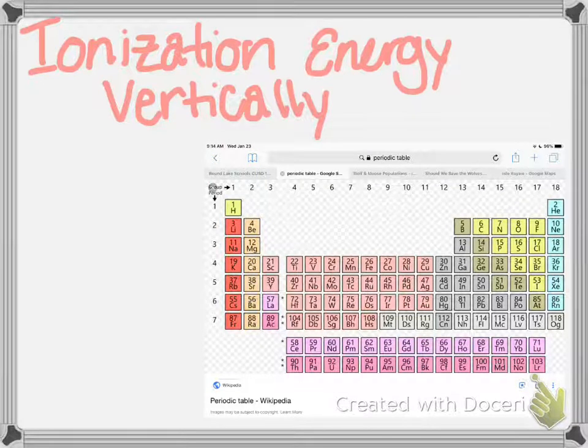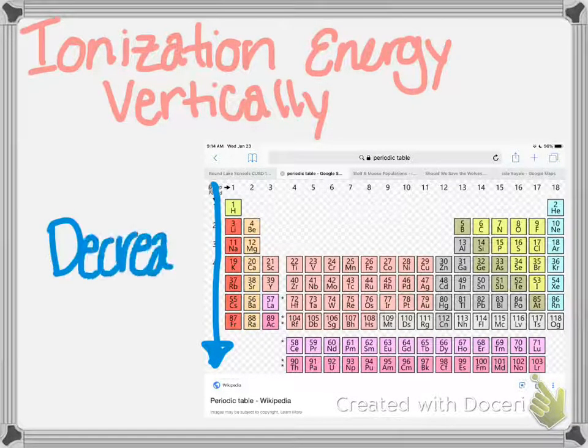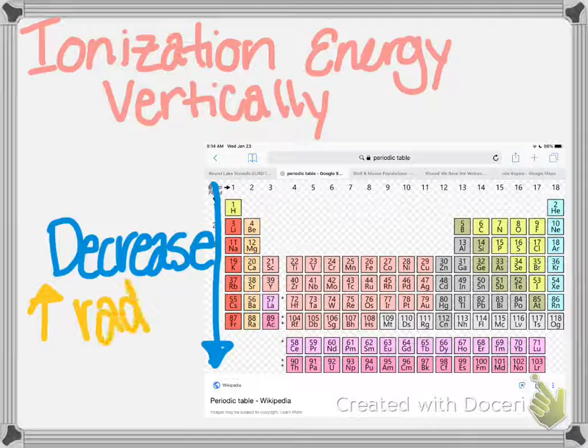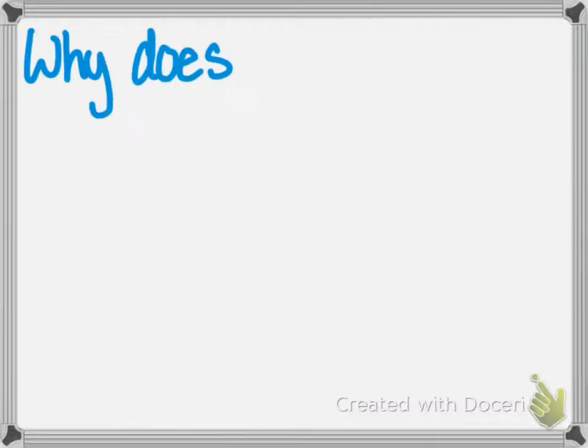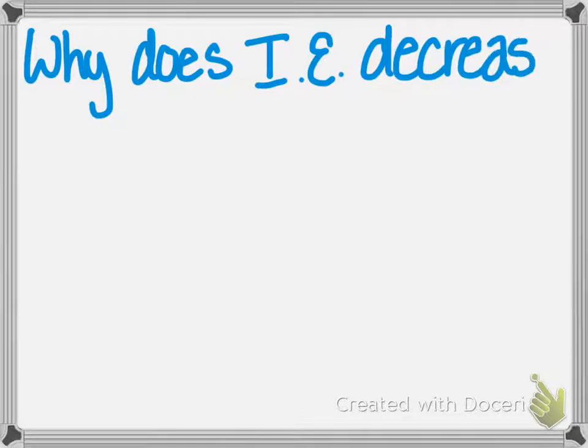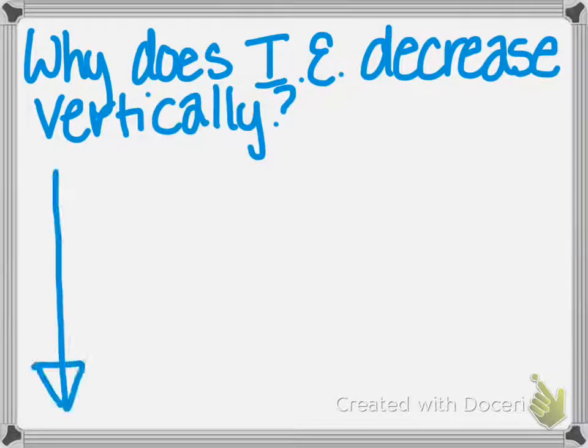What is it doing as you go down the periodic table? It is decreasing, okay? And we should see the pattern that if our radius went up, okay, that means our attraction went down, which means that our other two are also going to go down. So ionization energy and electronegativity, all right? So why this happens has a similar explanation for ionization energy as it does for atomic radius, just in the reverse, okay?